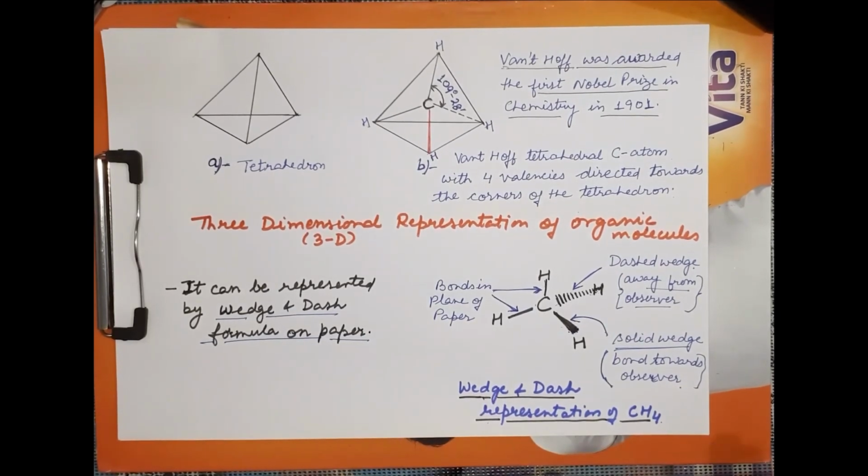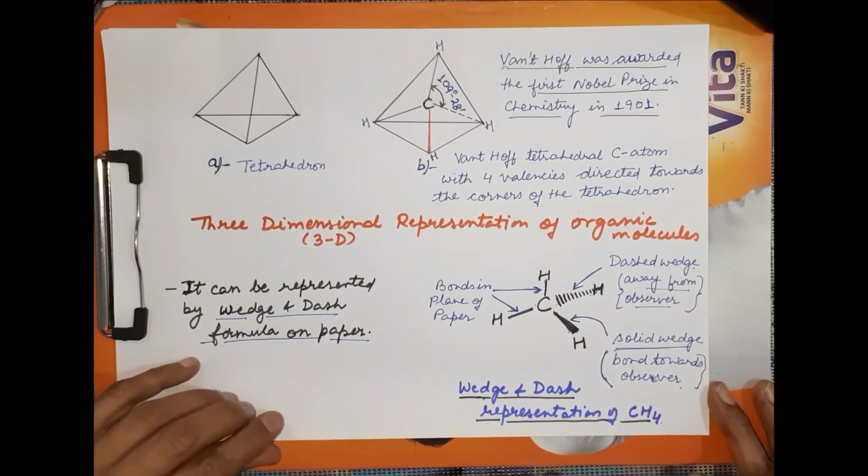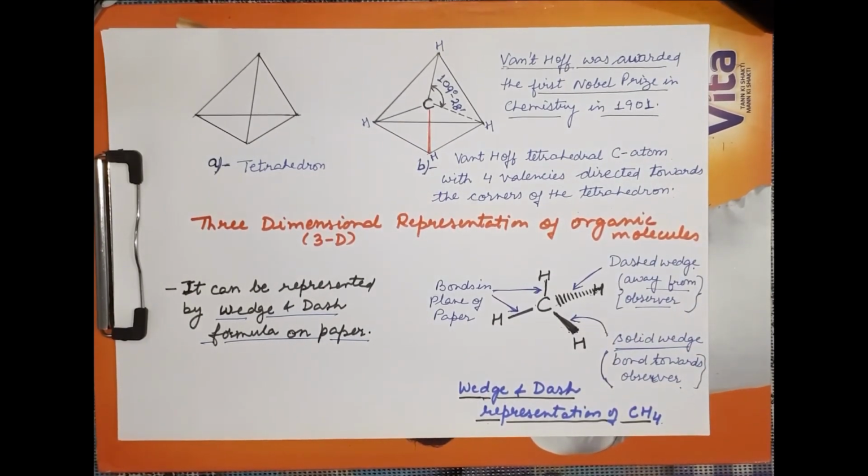So this is the way to do the 3D representation of organic molecules. So thank you so much. In the next video, I will be covering the types of covalent bonds, which are the sigma and the pi bonds. Thank you so much.